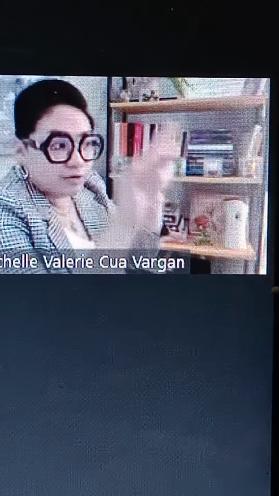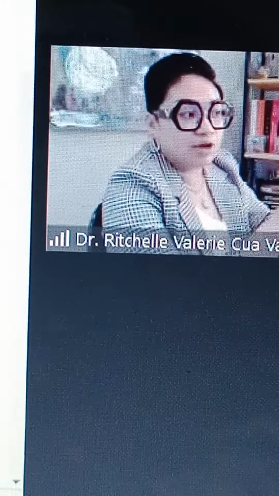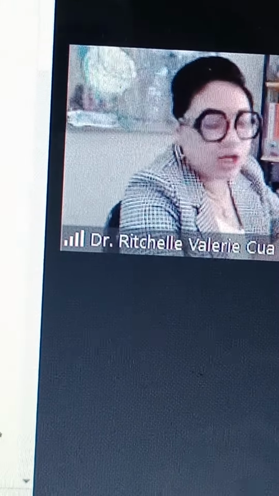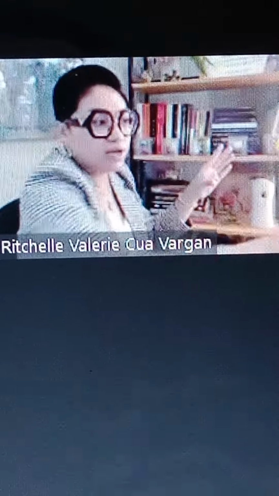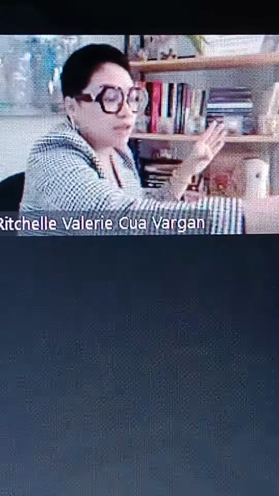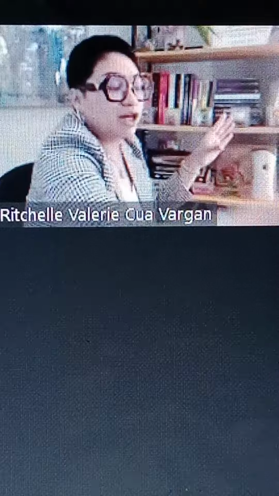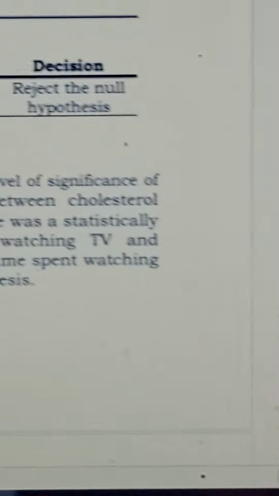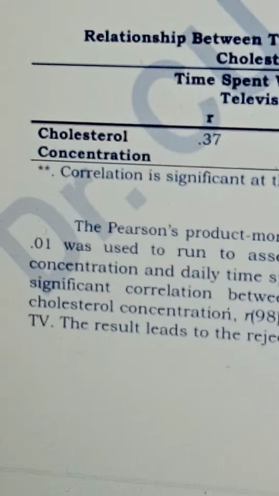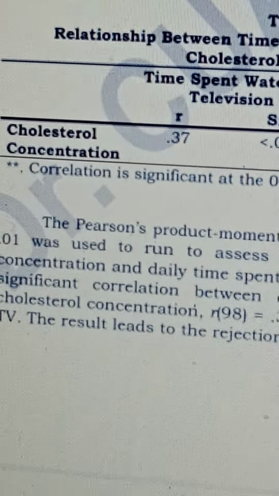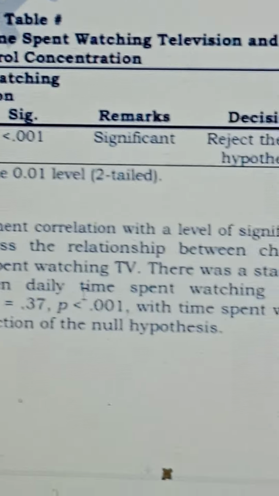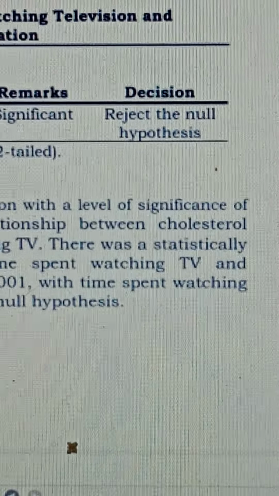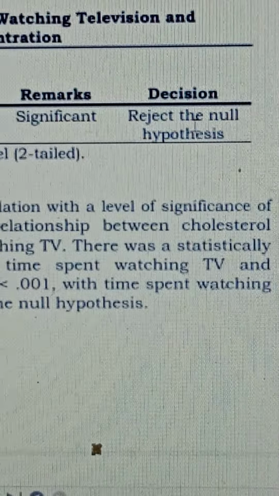But for now, since we are focusing on interpreting our results, we stop at level one. So this is how you do level one. You describe the table, you report the results, and then you also report your decision based on the results. Since your results are significant, your decision is to reject the null hypothesis. So this is how you're going to do it for Pearson correlation.